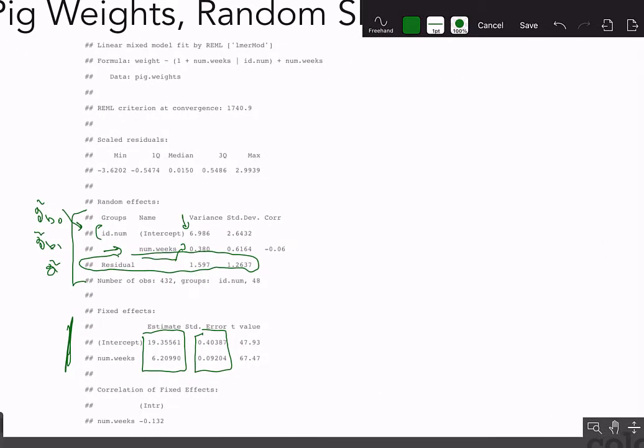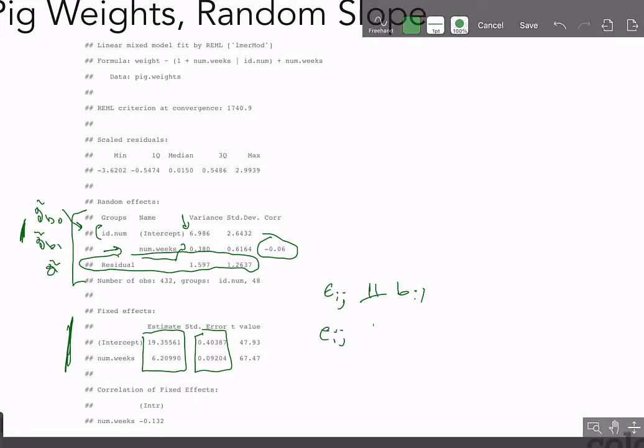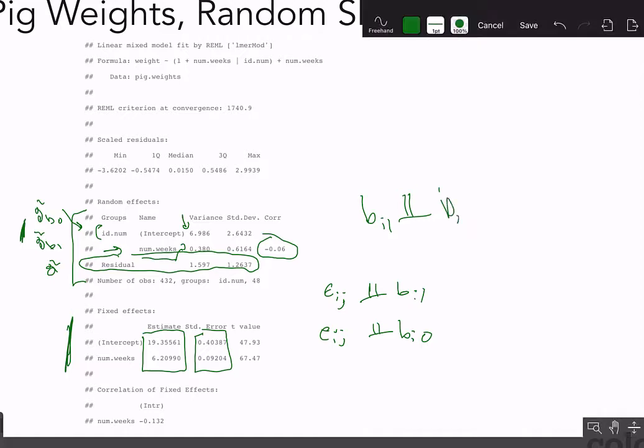mention here is we also have this correlation of negative 0.06, and that's the correlation between the two random effects. I'm sorry. So again, we make an assumption that the errors and the random effects are independent. So that means that each error term is independent of the random slope, and each error term is independent of the random intercept. However, we do not assume that the random slope and the random intercept are independent.